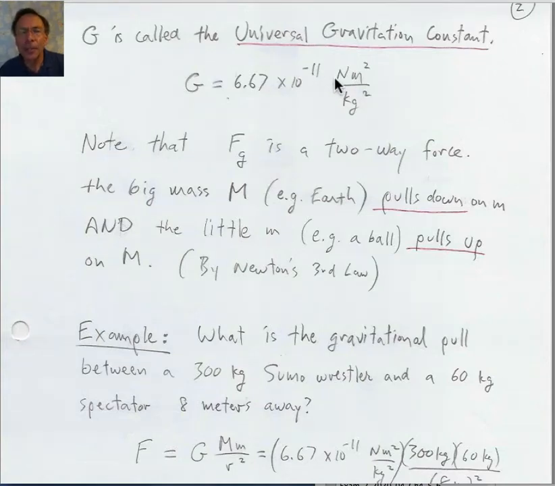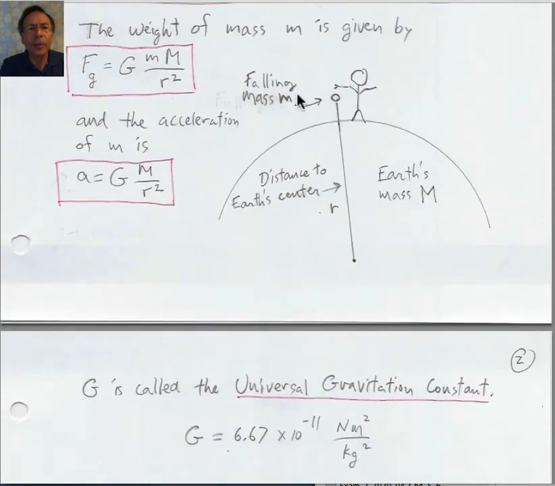Now, the units look a little strange. Newton meters squared per kilogram squared. The reason why they look like that is that here's where it gets used, right? You've got kilograms and kilograms here, right? But what we want to end up with is newtons, right? So here's the newtons, and then you're dividing by kilograms squared to get rid of the kilograms here and the kilograms there. And then here you've got meters squared, and you want to get rid of that as well. And so that's why you've got meters squared here. Okay.